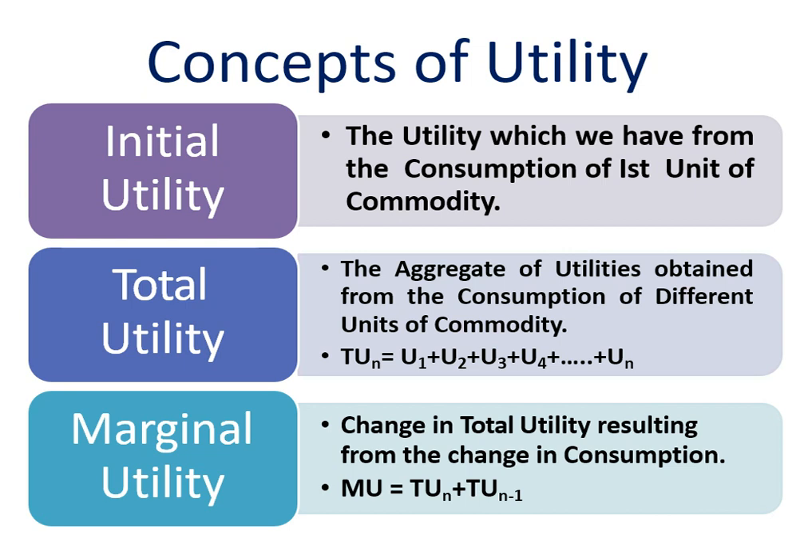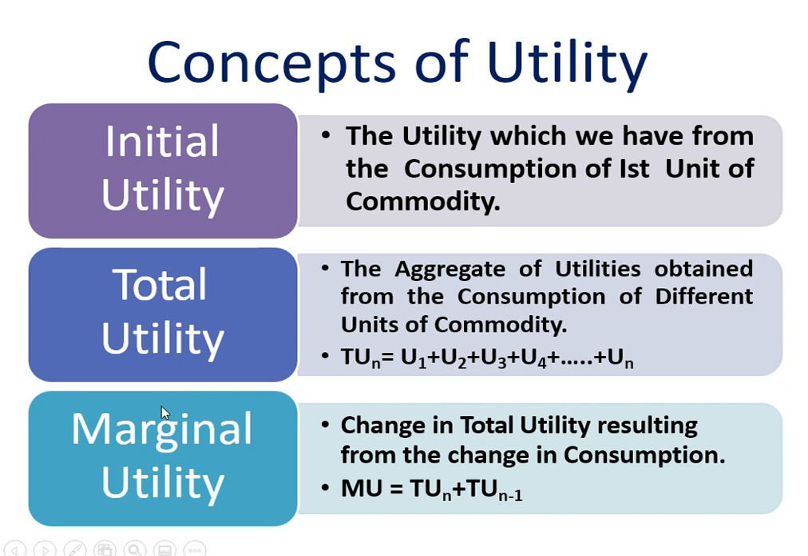And total utility means the aggregate or the sum of utility obtained from the consumption of different units of a commodity. As you can see here, total utility equals utility from the first unit plus utility from the second unit plus utility of the third plus utility of the fourth, and so on. So when you add up the utility of all the units which you have consumed, the sum of that utility is called total utility.